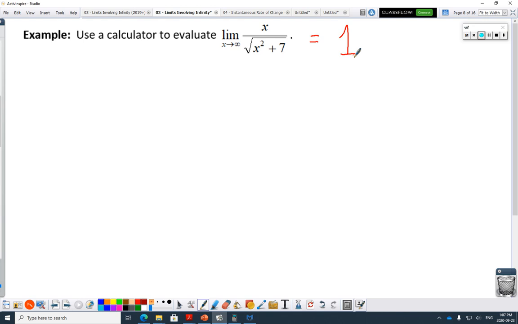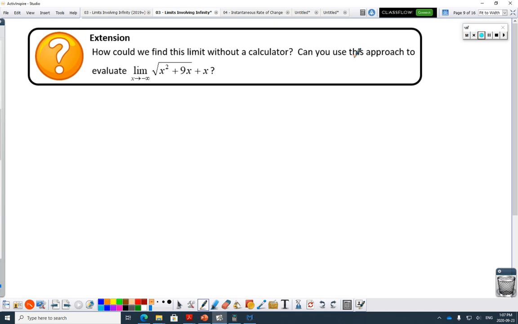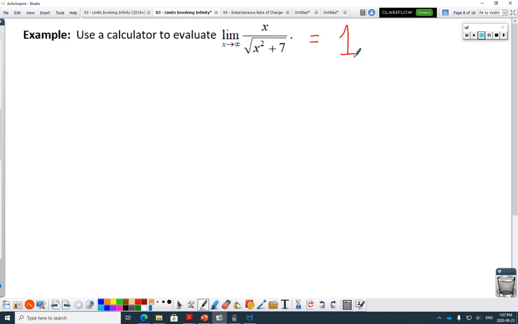Okay, so the calculator can handle this thing, just by building a table. And you can find out some answers and get to know these things a little better. How could we find this limit without a calculator? Oh, interesting. This is really interesting. Okay, let me give it a try. I didn't know this was in this lesson.